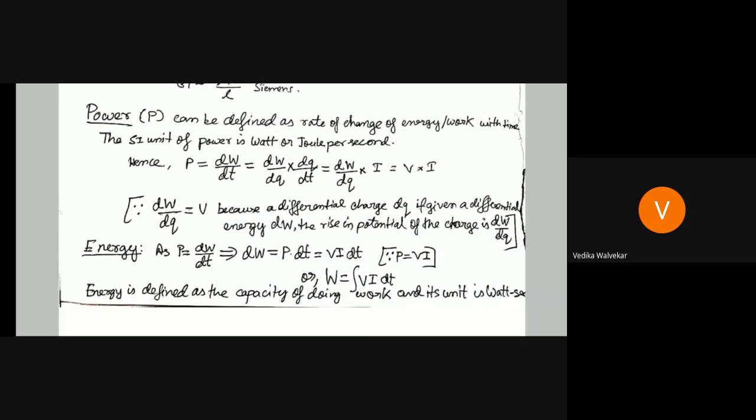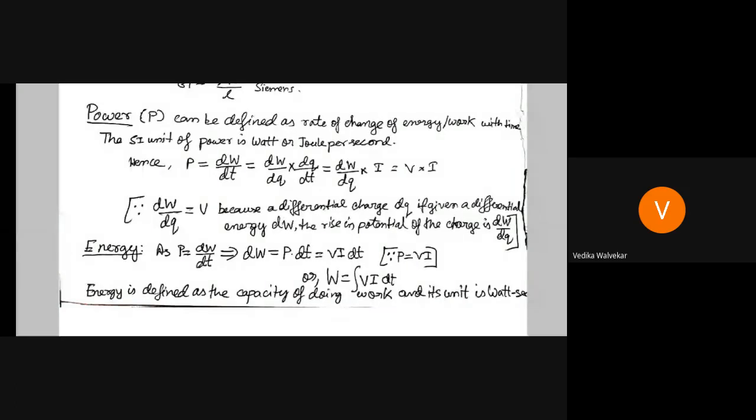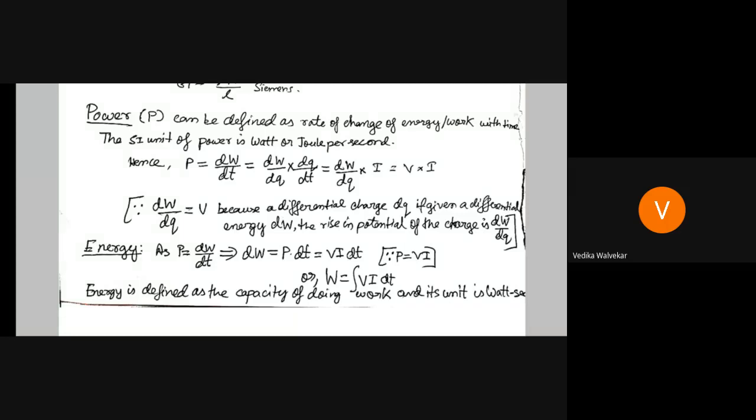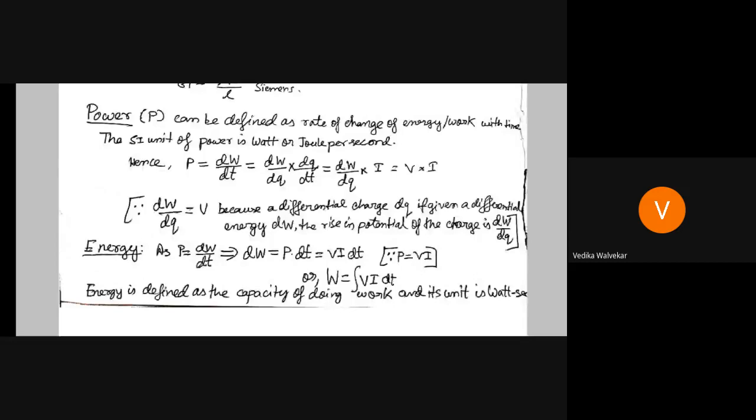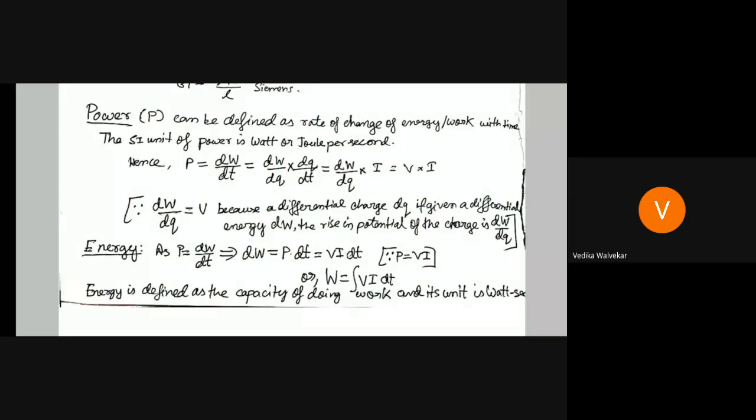Power represented by P can be defined as the rate of change of energy or work with time. So, if you know energy means the unit or the amount of energy, the rate of that with respect to time is our power. So it is nothing much different or difficult, because if energy is known, then the change of energy with time will also be known. The SI unit of power is watt or joule per second.